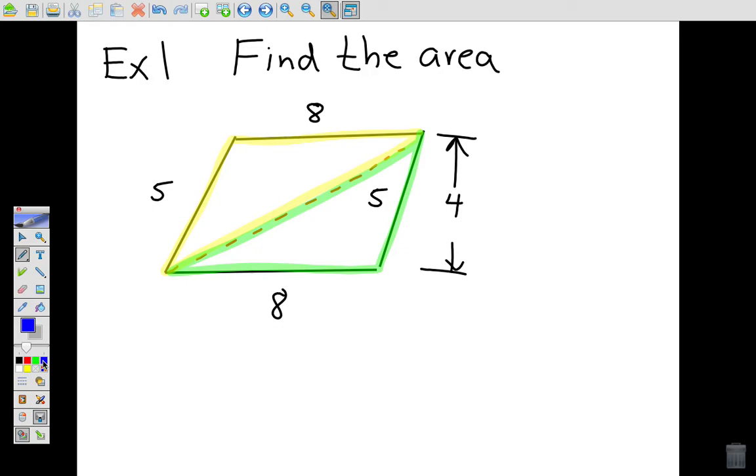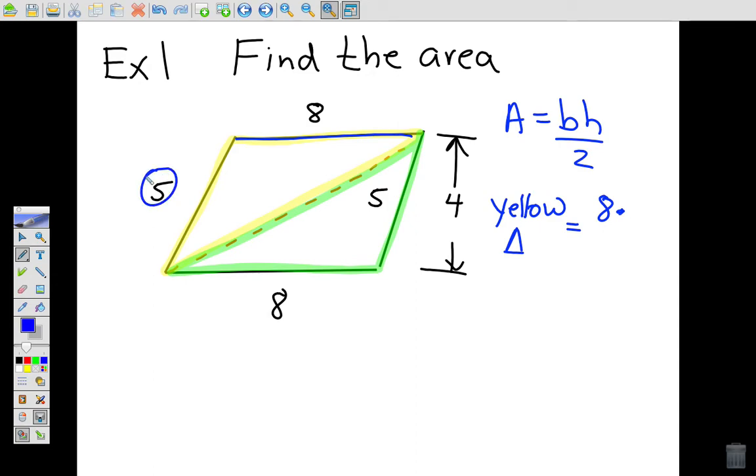Now let's take the yellow one. That's a triangle, right? So the base is 8. For a triangle, we take the base times the height and divide by 2. So for the yellow triangle, that's equal to 8 times the height. What's the height of the triangle? Don't say 5, because that's slanted. What's the straight up and down height? From here all the way down, dropping that down, from here to here, what is that? Well, it's 4, right? So I take 8 times 4, and I have to remember to divide by 2. So that's 32 divided by 2, which is 16. The area of the yellow is 16.